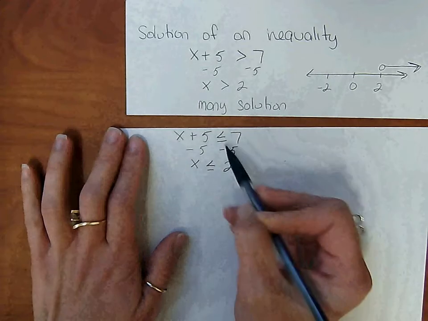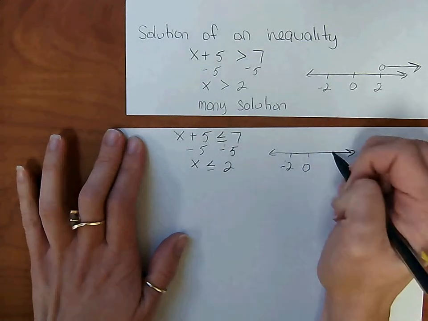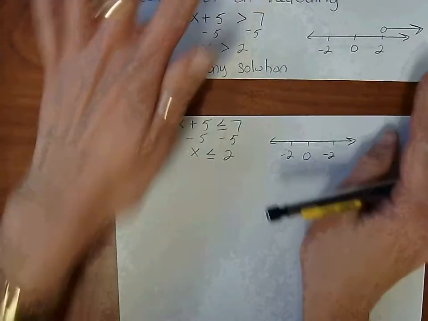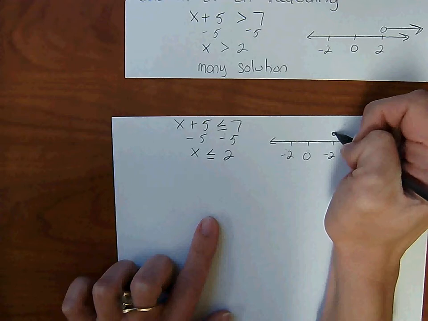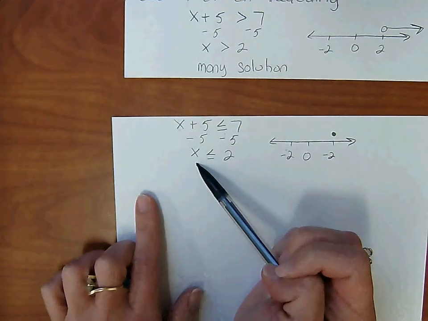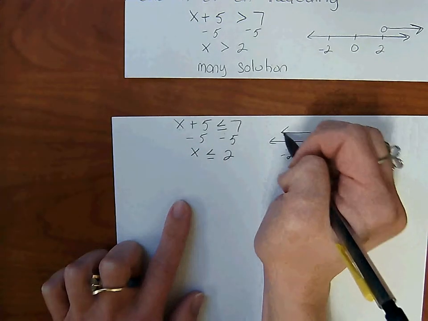So that "or equal" part tells us then that just like when it was an equation, we get to use that solid dot to show the solution. So we're going to put a solid dot above the 2, and this time x has to be less than 2. So the numbers less than 2 are to the left. So you draw your arrow to the left.